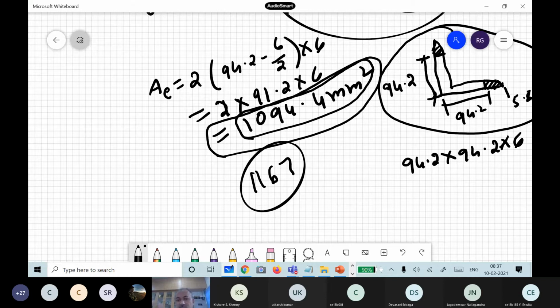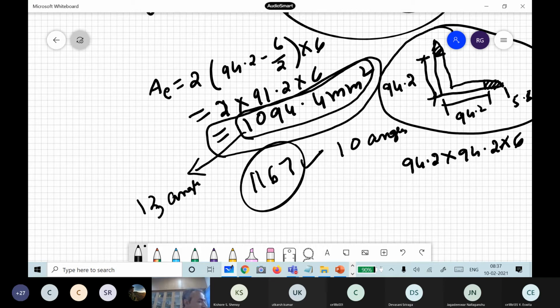Let us say the overall area becomes some huge amount. Say instead of using one angle section, if you use 1167, you may be using 10 angle sections, which may be sufficient. Since you have reduced the area, instead of 10, you may require 12 or 13. More angle sections are required because the area is very small. So what happens to your design now? Cost will increase.